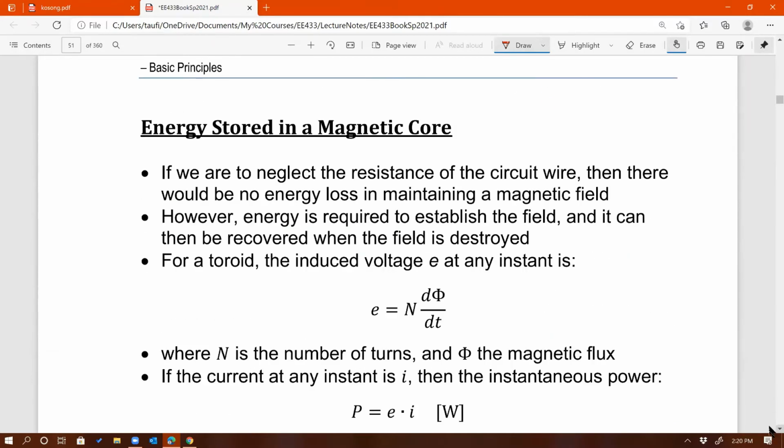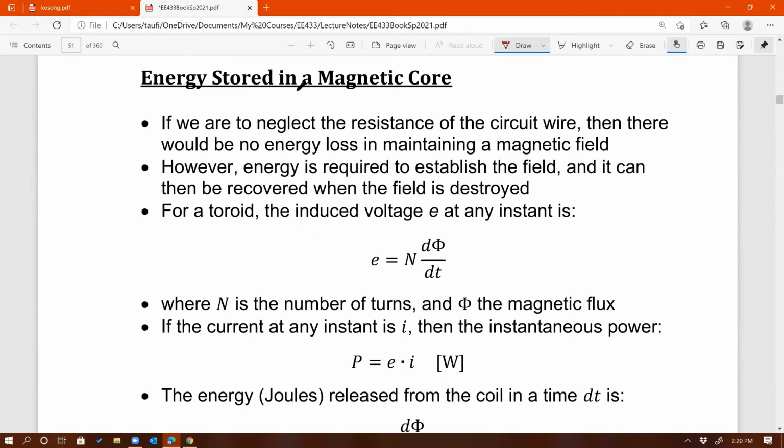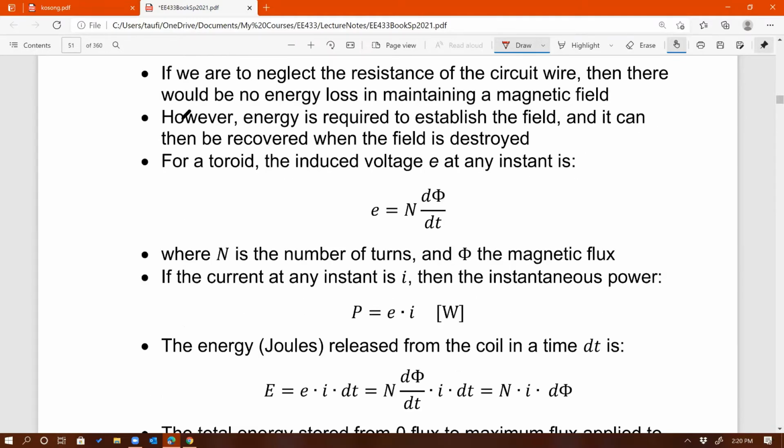Now I believe we're gonna derive this equation. Okay, energy stored in a magnetic core. If we are to neglect the resistance of the circuit wire, then there would be no energy loss in maintaining the magnetic field. That would be nice. However, energy is required to establish the field, and it can then be recovered when the field is destroyed.